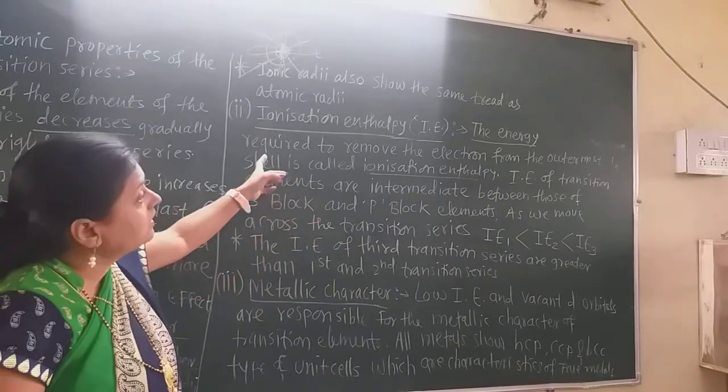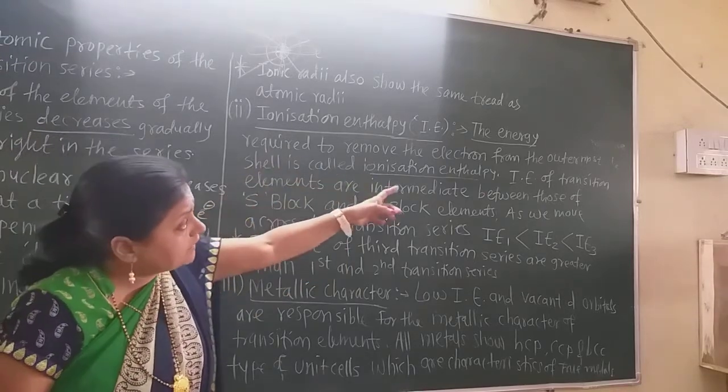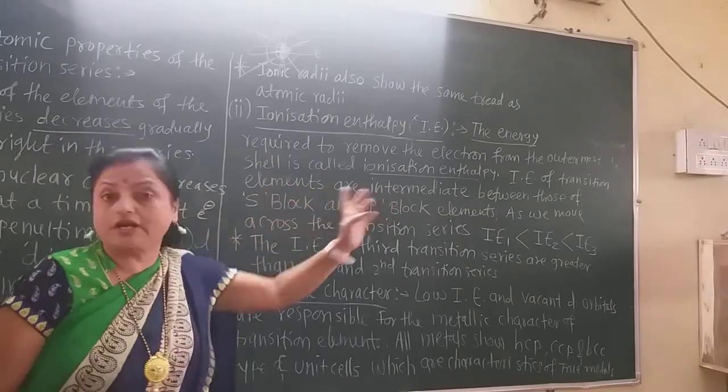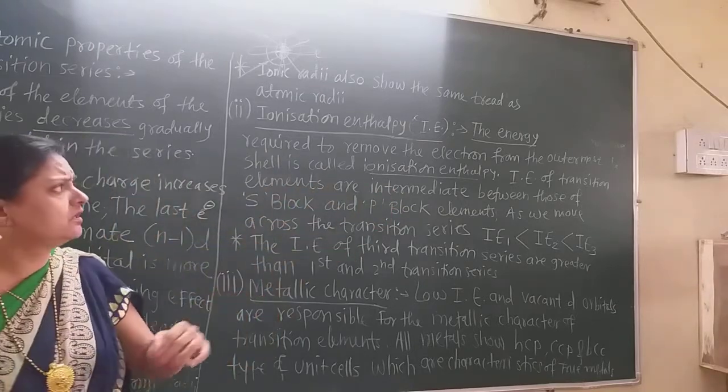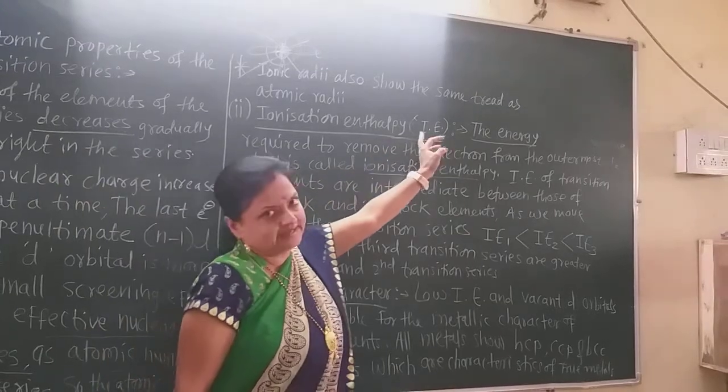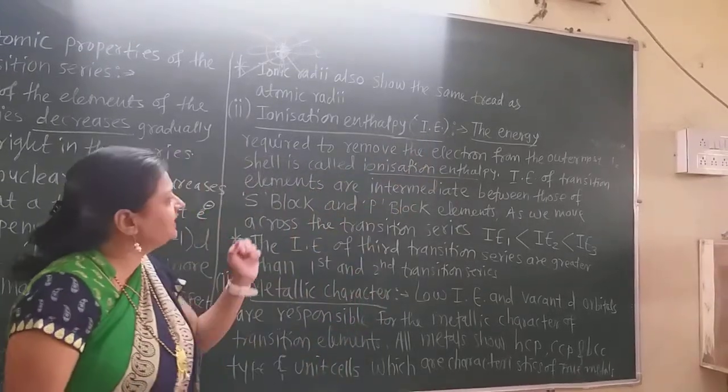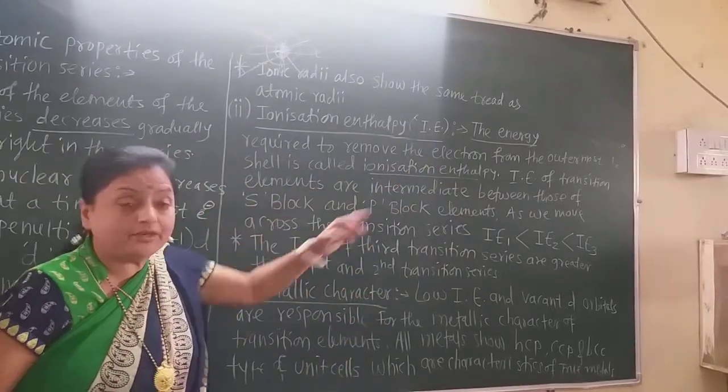So what is given here? The energy required to remove the electron from the outermost shell is called the ionization. In short, it is shown as IE, ionization enthalpy. The ionization enthalpy of transition elements are intermediate.